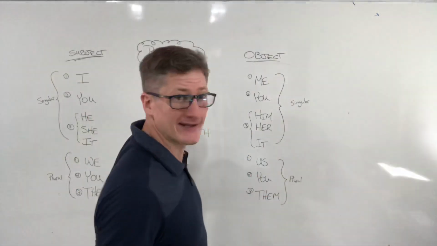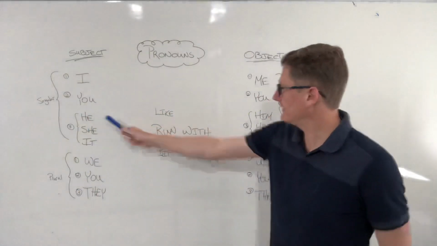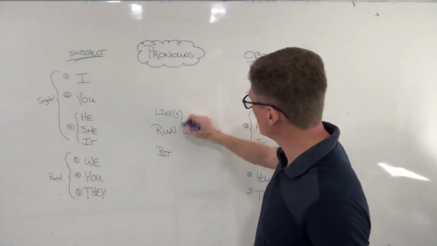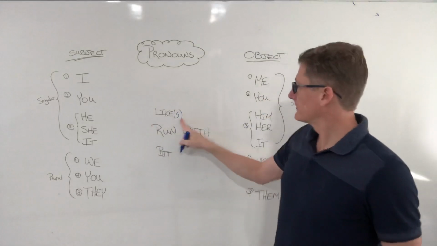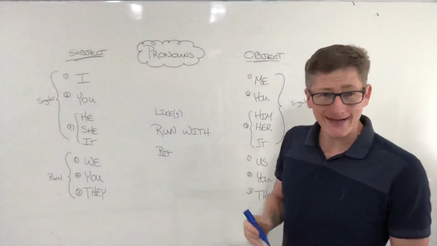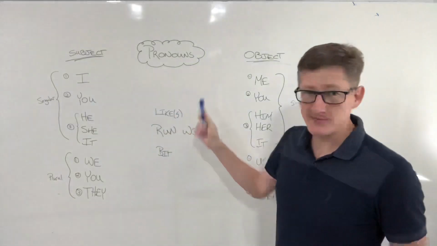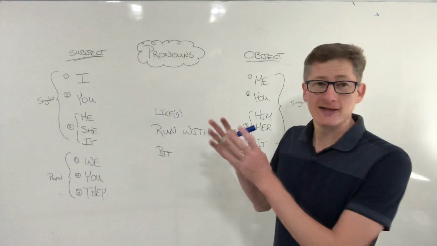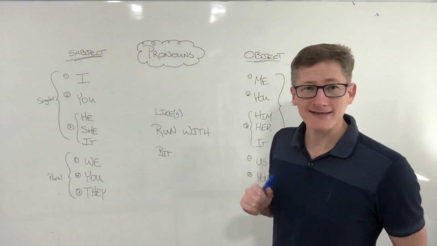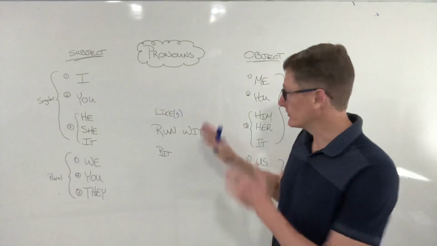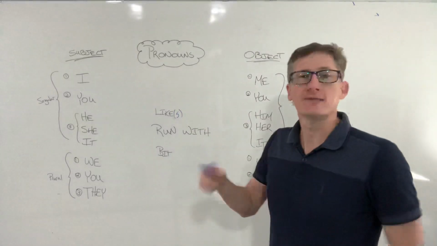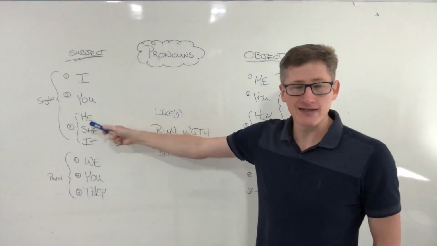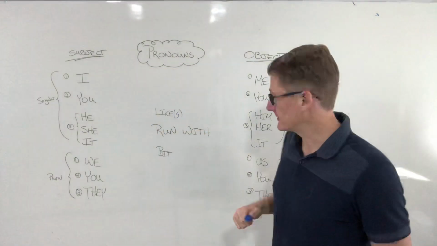So I say he, right over here, he likes, let me go ahead and add the S here, because remember that when we put a verb in the third person singular, we add an S, okay? It doesn't mean that the verb is plural, okay? Like if we had one cat, two cats, we add the S because it's plural. When it's a verb, it doesn't mean it's plural. It means that we're referencing a pronoun in the third person singular.